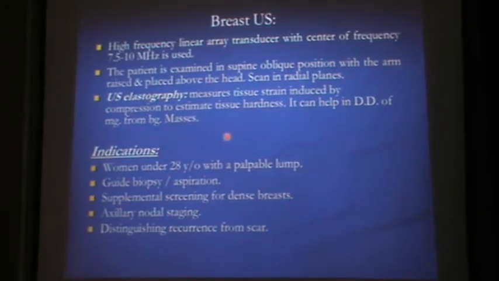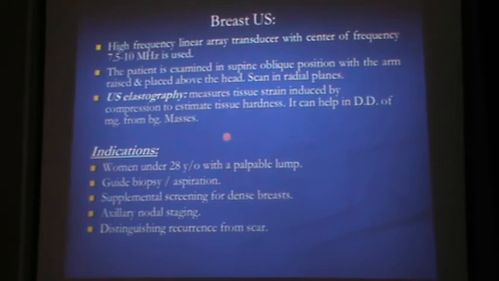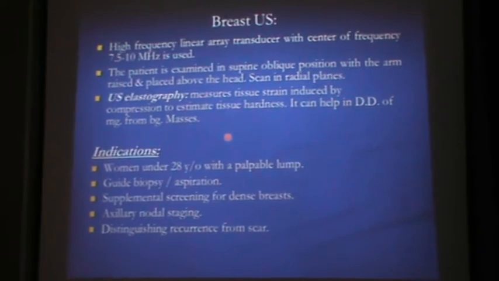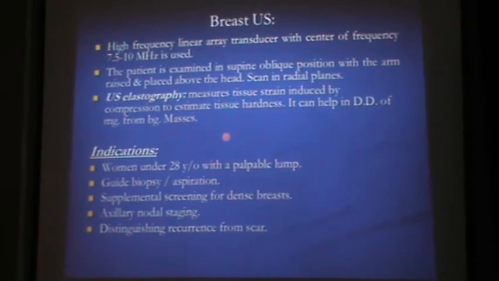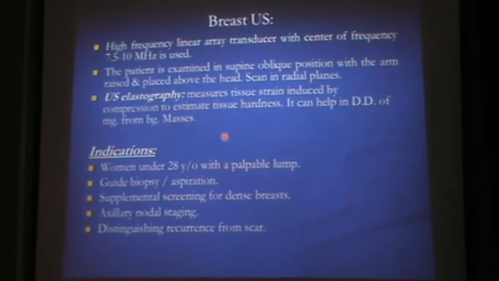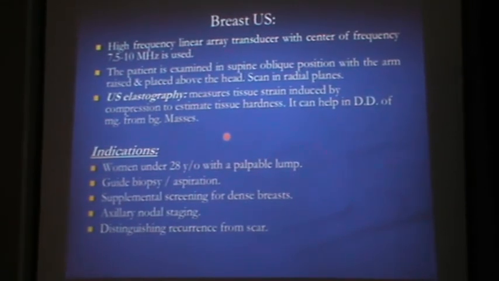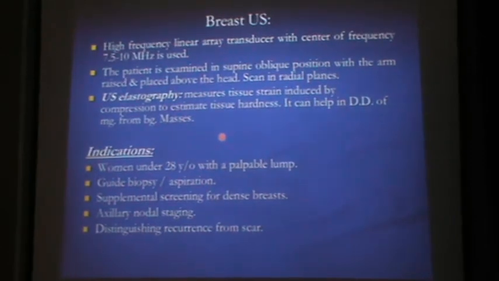A high frequency linear array transducer with center frequency of 7.5 to 10 megahertz is used. The patient is examined in supine oblique position with the arm raised and placed above the head. Scan in radial planes. Another thing is ultrasonic elastography. It measures the tissue strain induced by compression to estimate tissue hardness. It can help in differential diagnosis of malignant from benign breast masses.